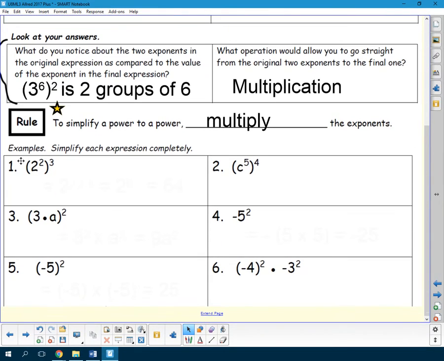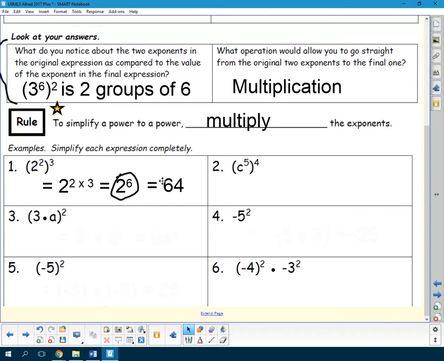When you look at number 1 there on the bottom, it says 2 to the 2nd to the 3rd power. That's the same thing as 2 to the 2nd times 3. Okay, you'd have 2 to the second times 2 to the second times 2 to the second. You can multiply 2 times 3 and get 6. The final version of that is 2 to the 6th, okay? If you wanted to simplify it, you could. 2 times 2 times 2 times 2 times 2 times 2 is 64. 2 to the 6th power is 64.